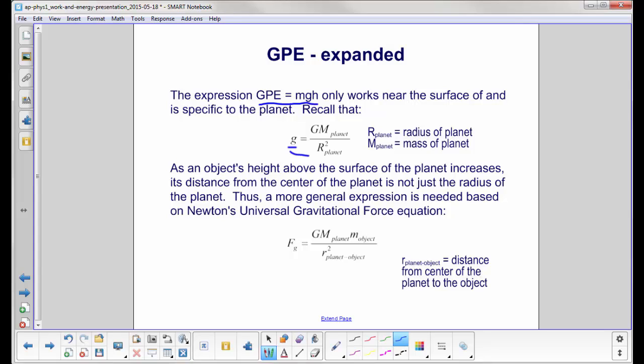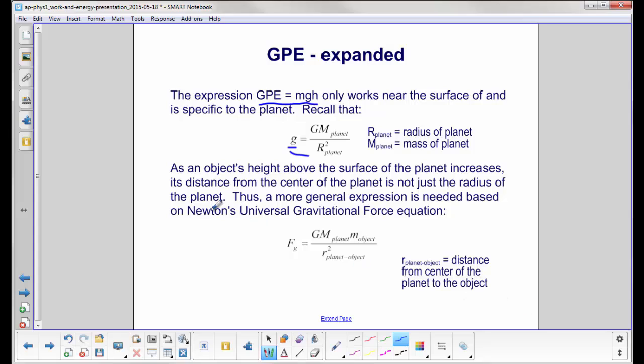Now, mgh worked because really, no matter how high you can walk on Earth, the radius of the Earth is always going to be much, much greater than whatever distance you are above the surface. Sure, there's minor corrections from Mount Everest, etc., but it's really the same value of g wherever you go. So we have to derive a more general expression to find this gravitational attraction.